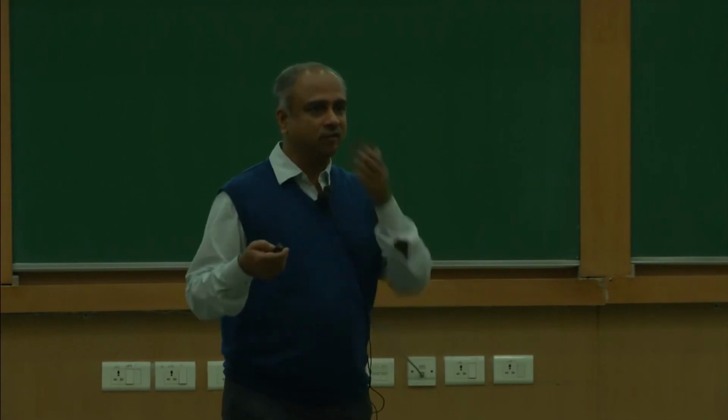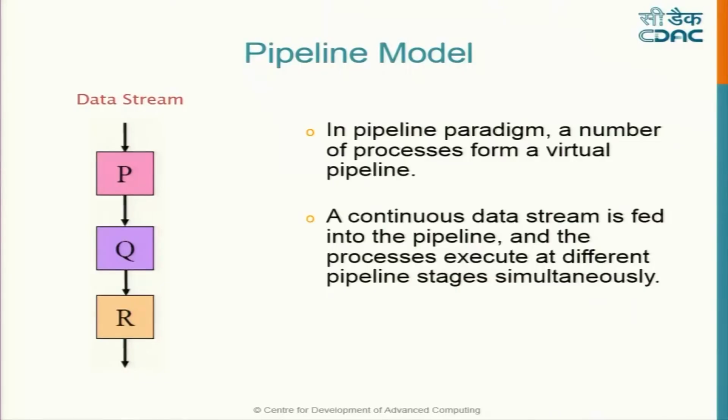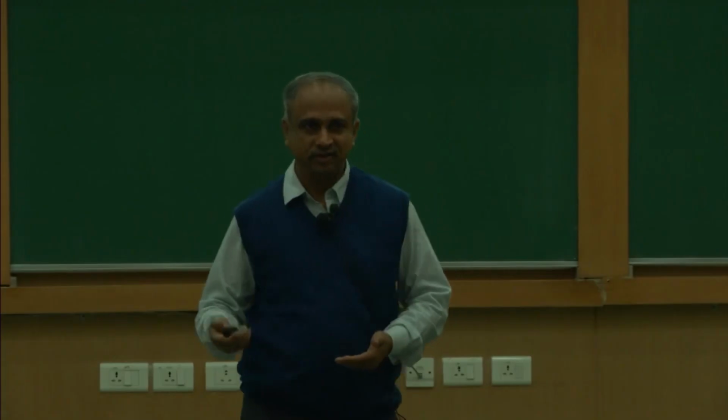It is the same concept we had in the pipeline, that all the stages of the pipeline are always full. The output of this goes here, the output of this goes here, and that gives you the final result. While Q is operating on the second set of data, R is operating on the first set of data, and P can operate on the third set of data. Like this, the output of the previous stage comes as an input to the next stage.